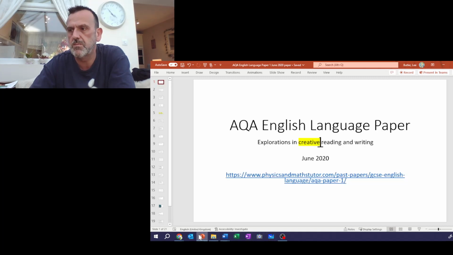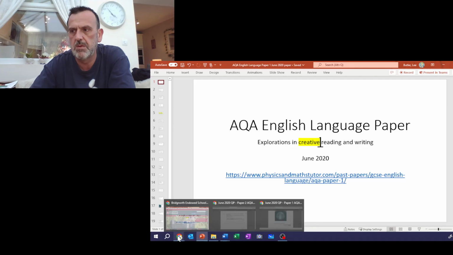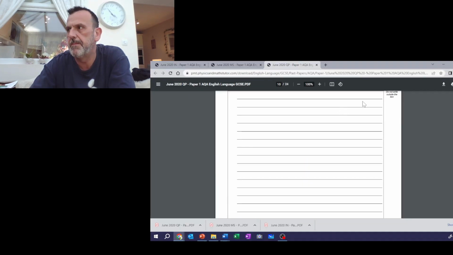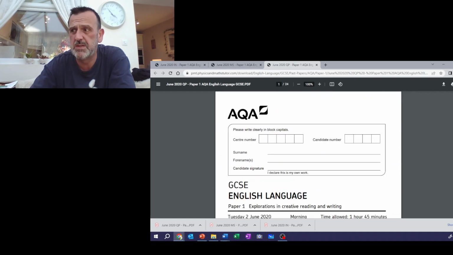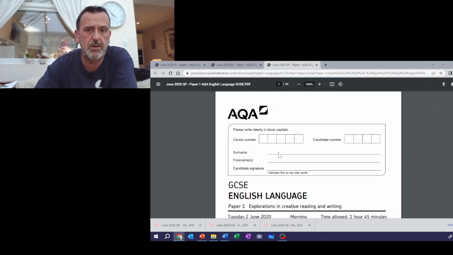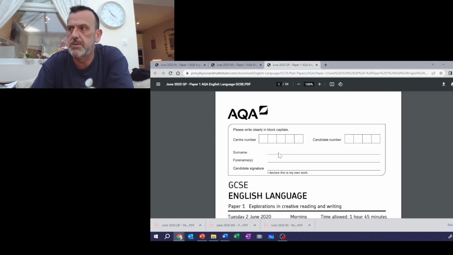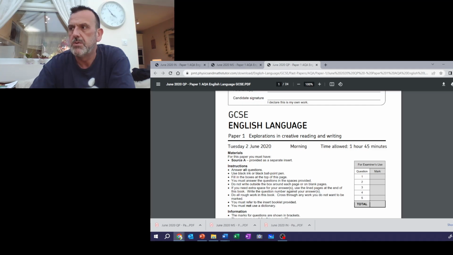So this is the paper I want to look at. I presume it's in the public domain. You can download it off the AQA website, and it's on this Physics and Maths Tutor website. So it's an hour and 45. You don't forget that. You've got instructions on the front.